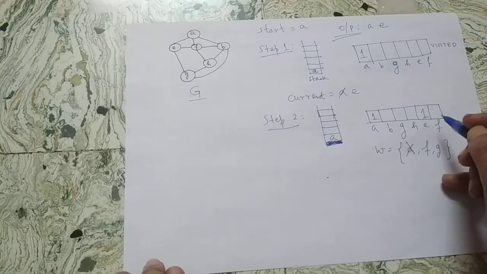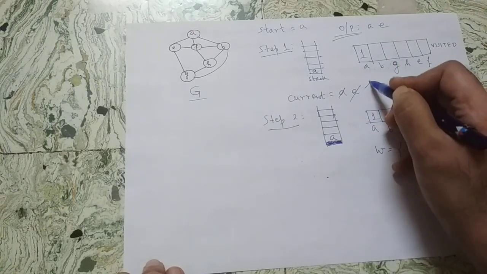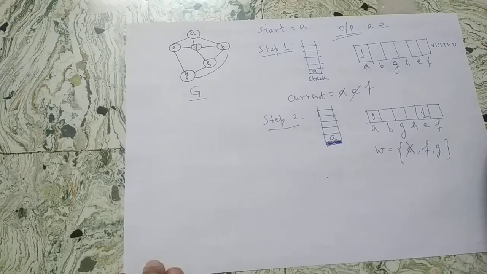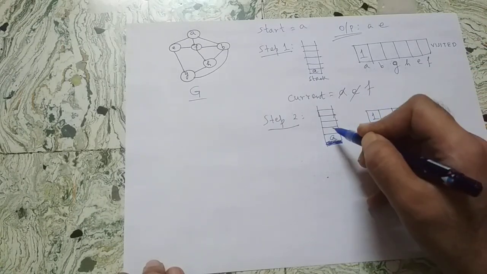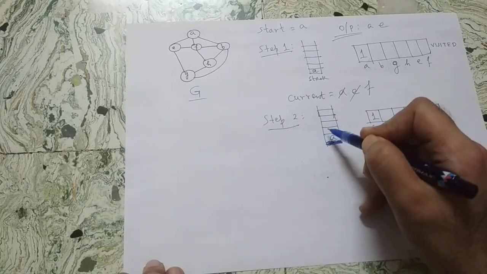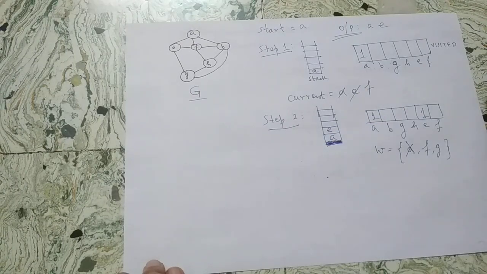And now, once I choose F, F becomes my current vertex. I will suspend the exploration of my current vertex. My current vertex was E. I'll suspend its exploration by pushing it on the stack. And now I'll move on to F.